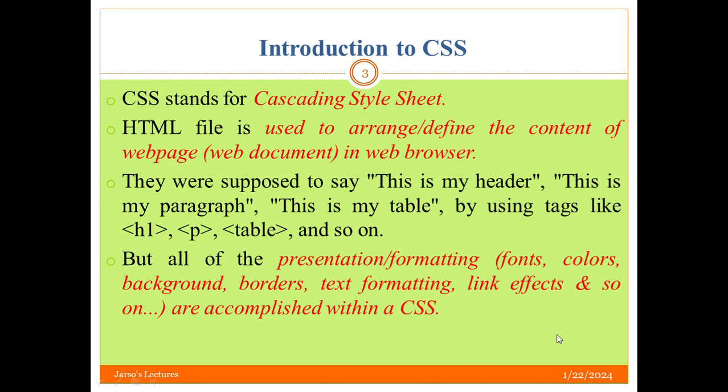It is used to format, or we can say simply for the purpose of decoration. The presentation or formatting, for example changing fonts, it can be font size, font type, font color, colors, background, background image, background color, borders, text formatting, link effect, and many of the formatting is done by CSS. Why we use cascading style sheet is to format the HTML element which is already created by HTML files or HTML tags.